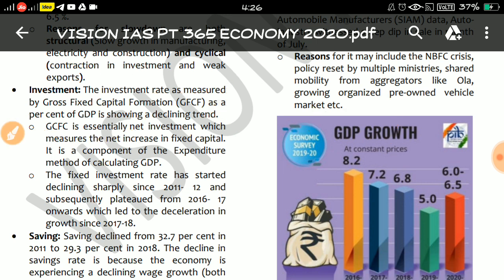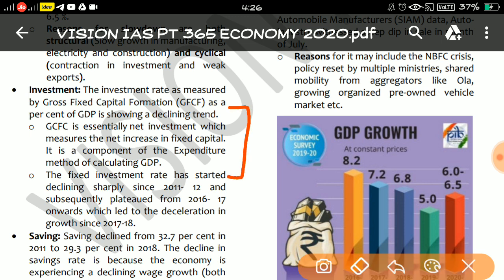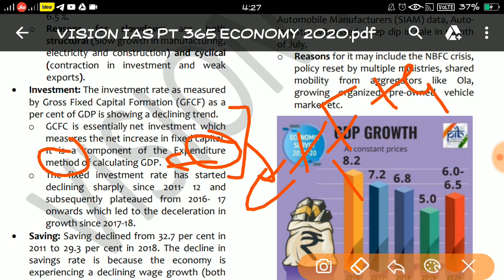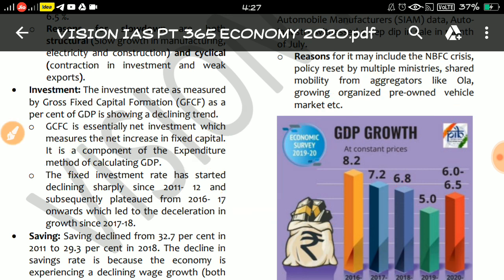So GFCF is essentially net investment, which measures the net increase in the fixed capital. You will be able to increase the fixed capital only if you perform capital investment. It is a component of the expenditure method of calculating GDP. The C plus I plus G plus export minus import is nothing but the expenditure method of calculating GDP.